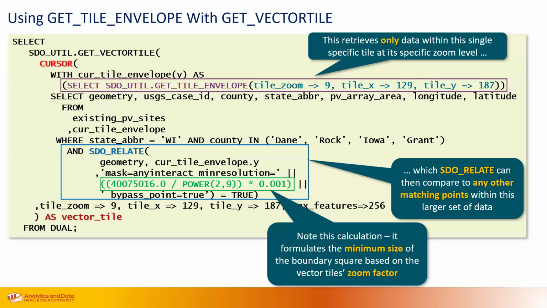In this case, we're saying the envelope that I want you to look at is at zoom level 9, the tile at XY 129, 187. I want you to go get that tile envelope. The reason we're going to leverage that is we're going to compare it with other data inside another table, existing PV, photovoltaic arrays, solar power sites. And we're going to look for any that match up inside that table that are in Wisconsin and these four counties: Dane, Rock, Iowa, and Grant.